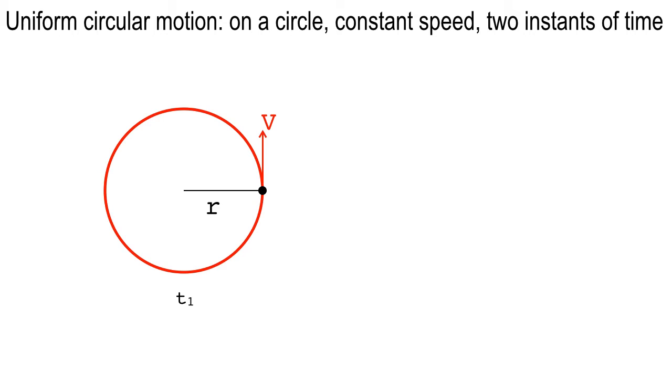Okay, we're in uniform circular motion. That means you're on a circle. You're moving at constant speed, i.e. cruise control is set. And we're going to study two different instances of time. So here's a snapshot of the track.